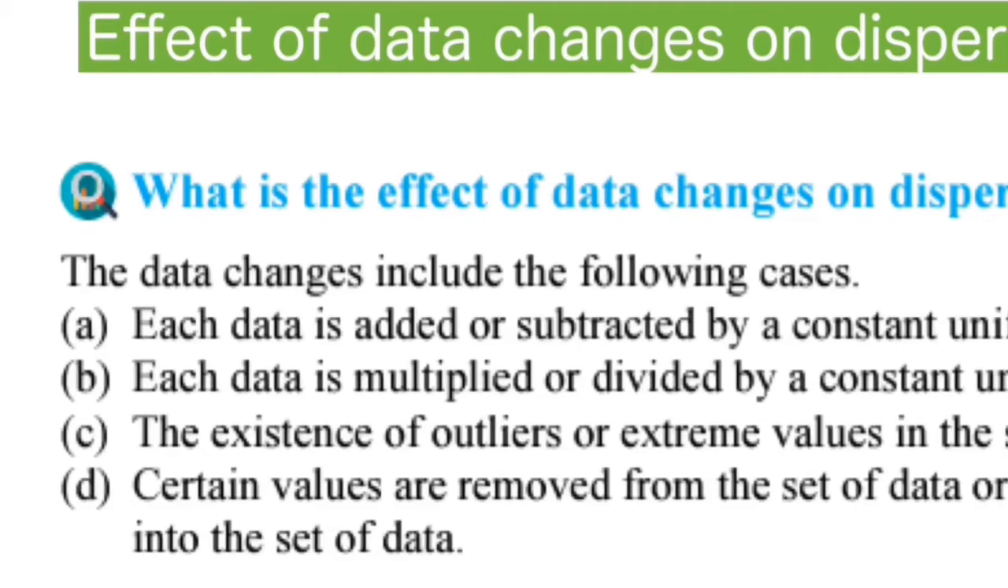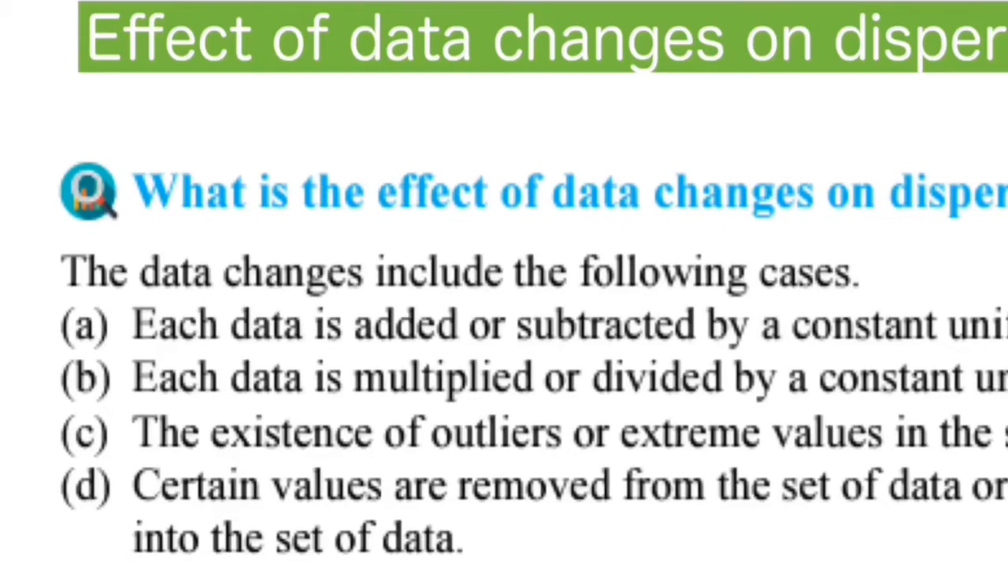For B, each data is multiplied or divided by a constant uniformly. So multiply, let's say you multiply by 2, and divide by 2. Multiply by 2 and divided by 2 are different. But multiply by 2 can be expressed as divide by 1 over 2. Do you understand me?